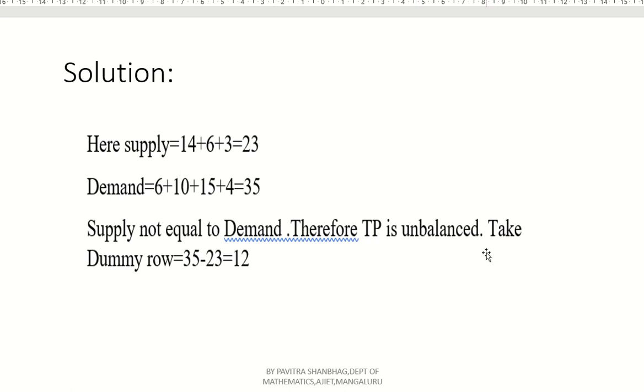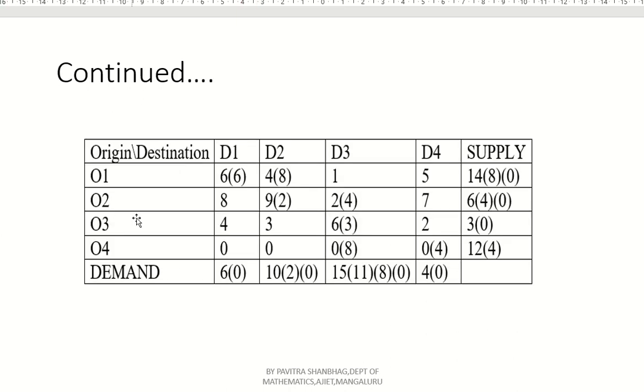Now what do we have to do? We have to consider one more dummy row. What supply should we assume? Demand minus supply, 35 minus 23, that is 12. Once again, in the table: origins O1, O2, O3, O4. For O4 we assume all costs 0, 0, 0, 0, and supply is 12. Rest all we keep as it is.